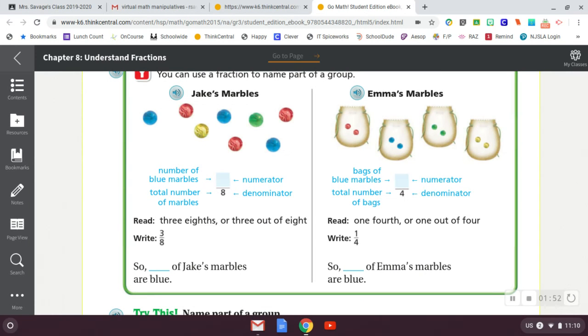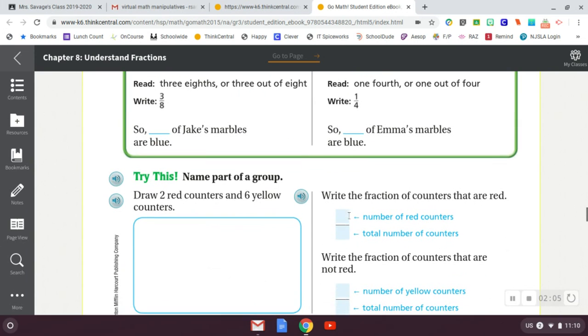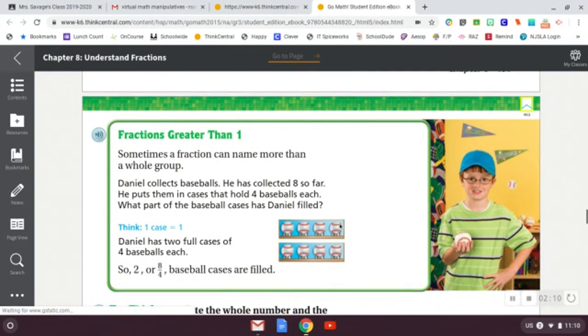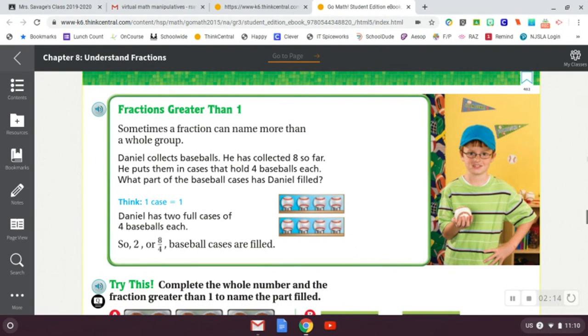Now, it's important to realize if you start counting individual marbles, you have to count individual marbles the whole way through. If you start counting bags of marbles, you count bags of marbles all the way through. Okay? So let's take a look here. This is drawing, so I'm going to skip over that one because we can't really draw on the computer, at least not the way I have it set up.